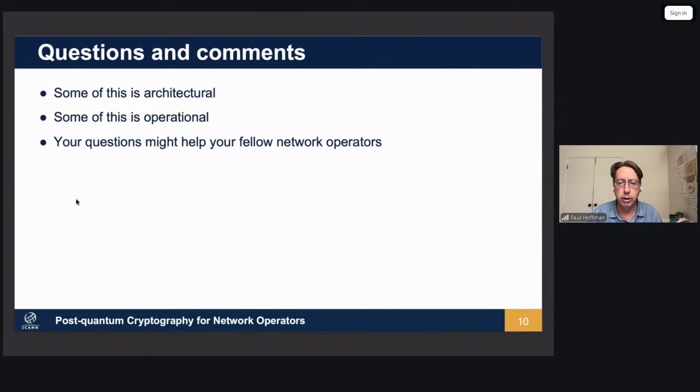As you're listening to each other's questions and comments, do keep in mind some of this is architectural. What does the protocol do? When will we be safe? When will a cryptographically relevant quantum computer happen? But some of this is operational. And again, you're all network operators. You're used to this thing is available to me, but I can't just shut down my router for 10 minutes to put this update in. You'll have to figure this out. You have to figure out when your peers are doing it as well.